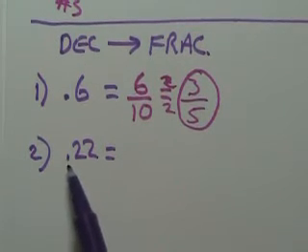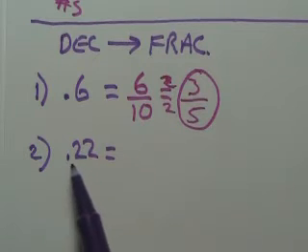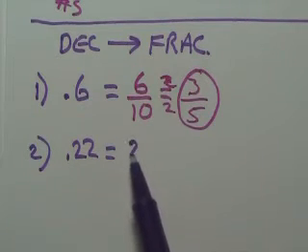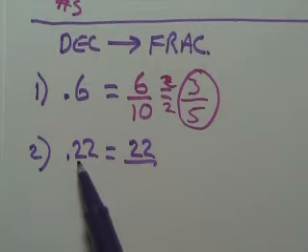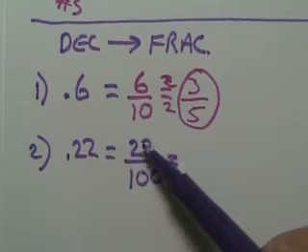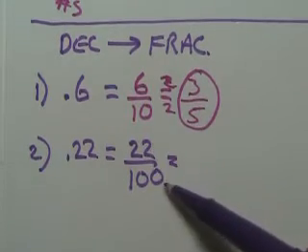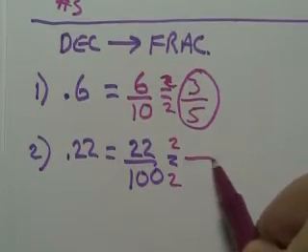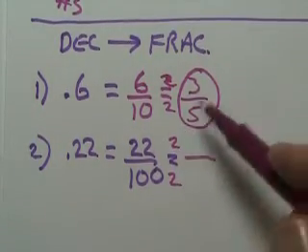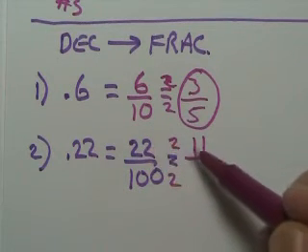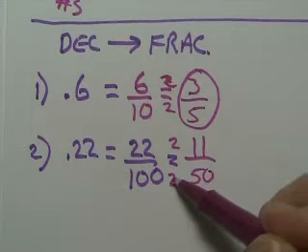All right, number 2 is 0.22. So to make it into a fraction, just say what it is in decimal terms. That's 22 hundredths. So you put 100 underneath it. And of course, that can be reduced because I know 2 goes into both of those. 22 divided by 2 is 11, right? 11 times 2 is 22. And 50 times 2 is 100.